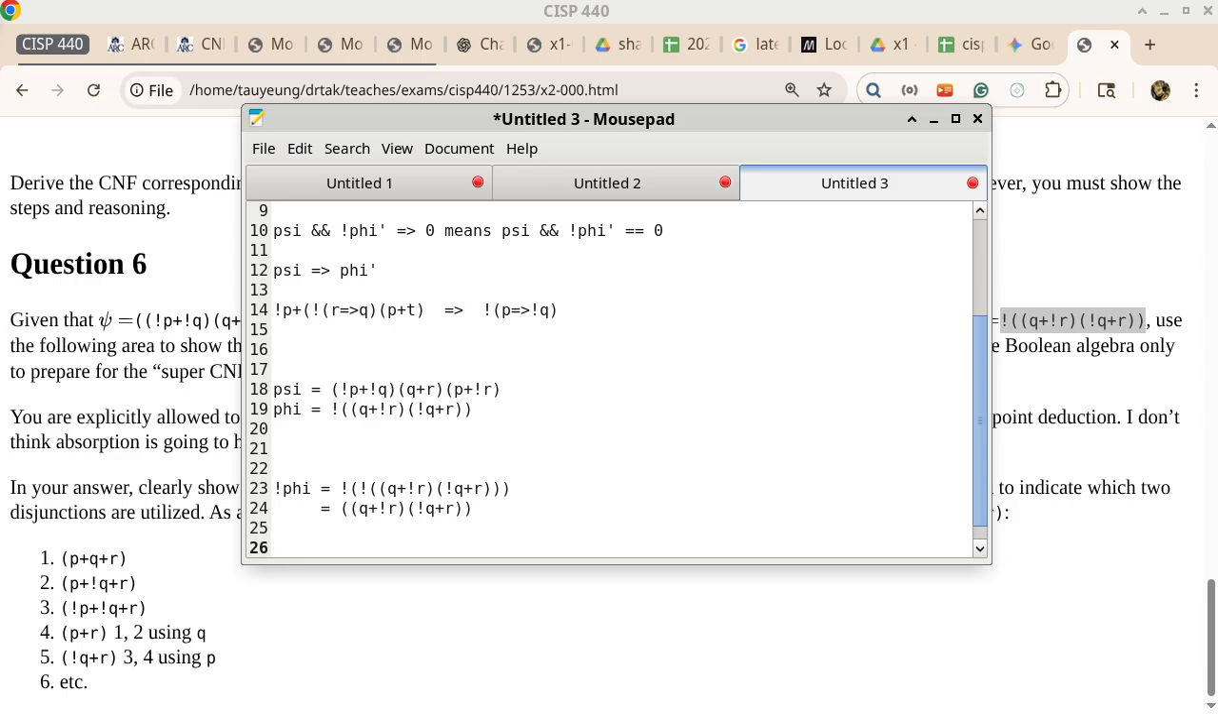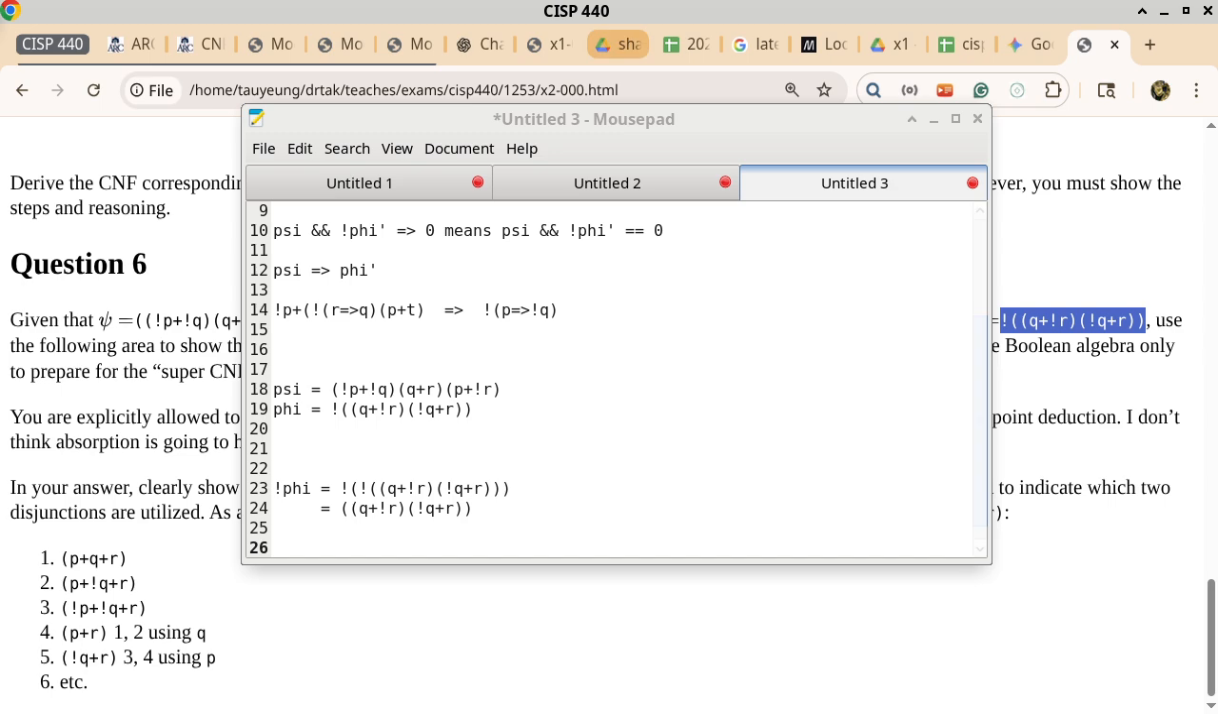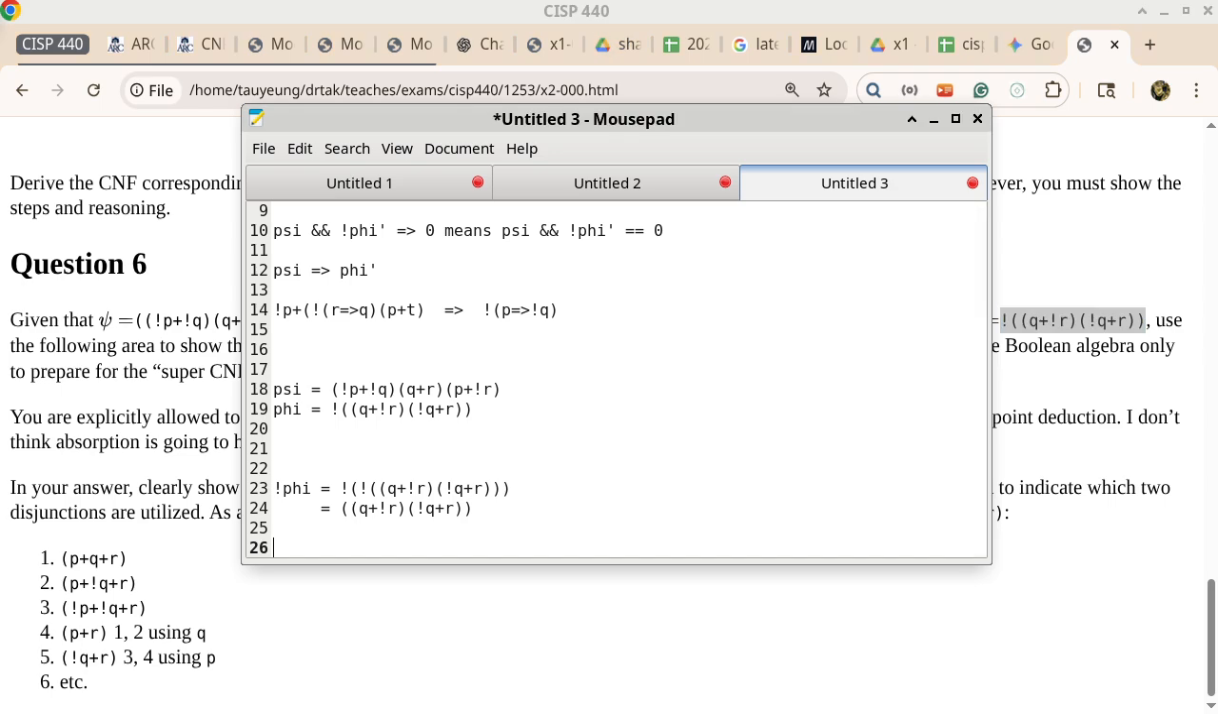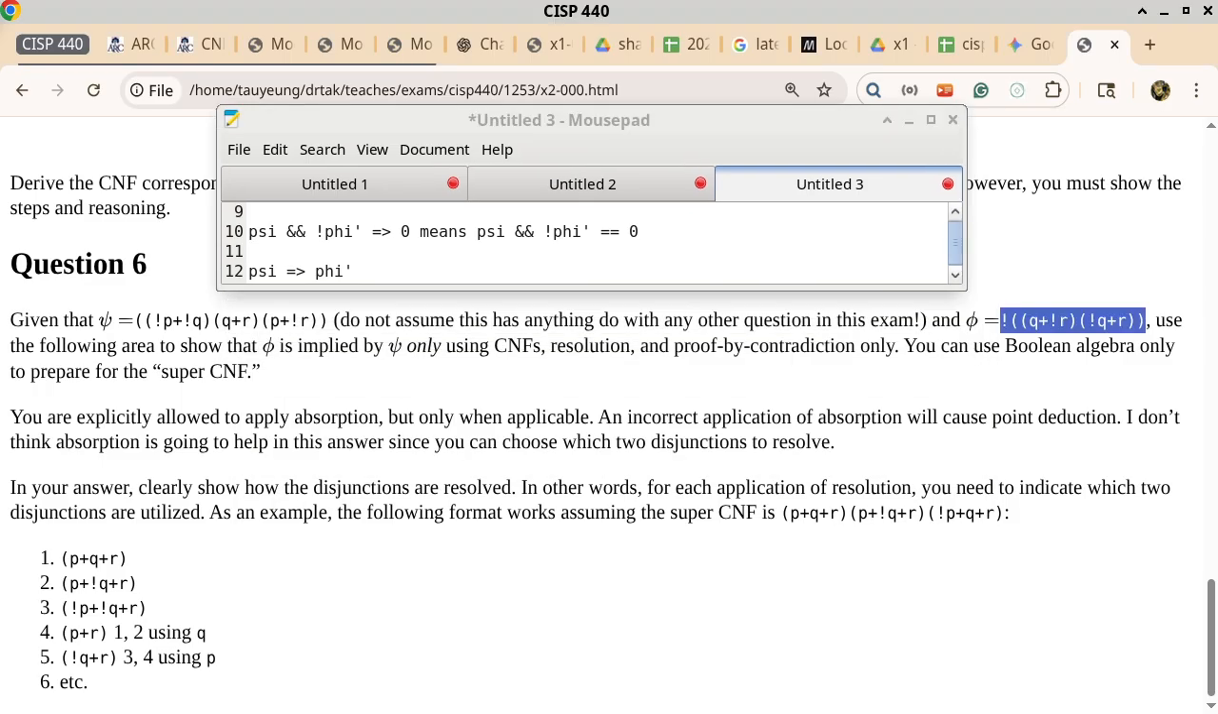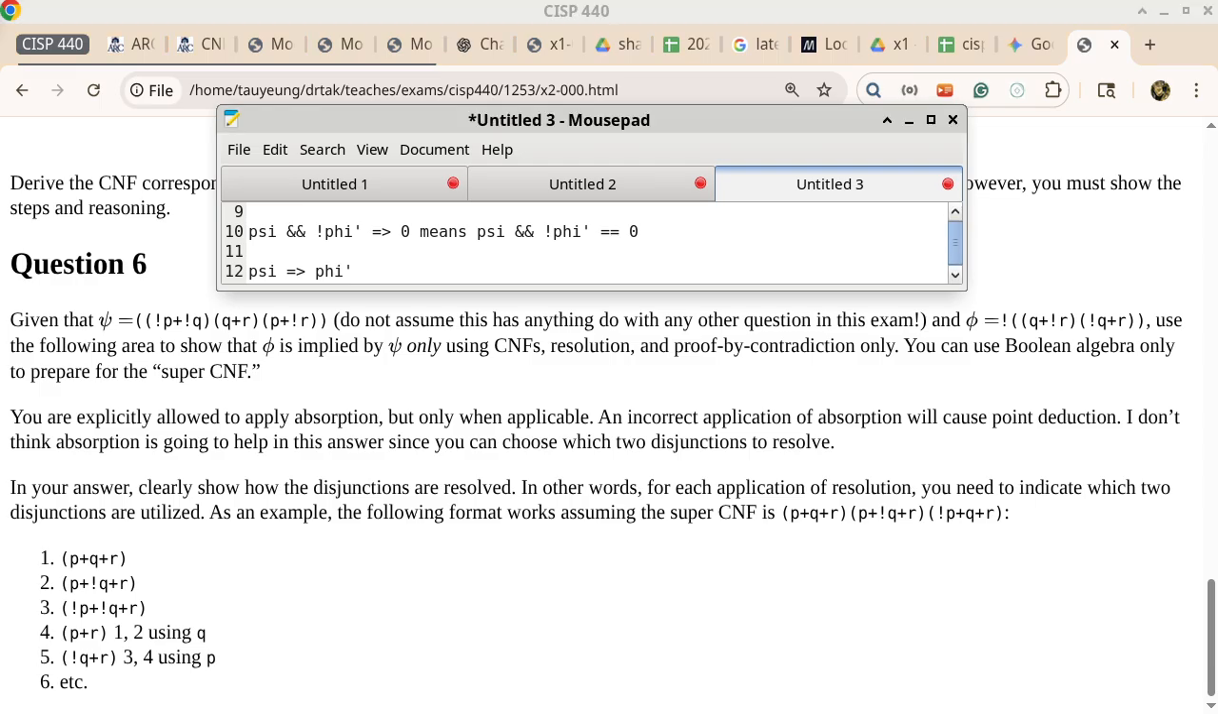All right, so now what do we do? What is the next step? Let's read the question again. The question actually gave you some suggestions of what to do next. The question says, use the following to show that phi is implied by psi using only CNFs, resolution, and proof by contradiction only. So these terms already give you a clue of what you need to do.